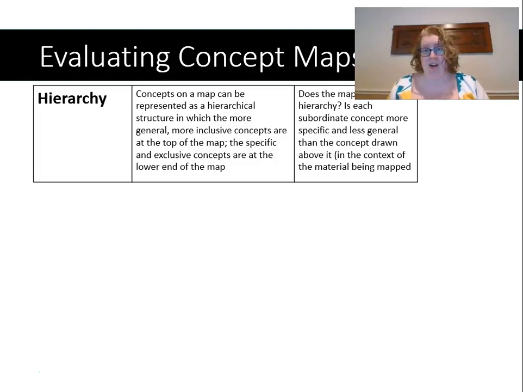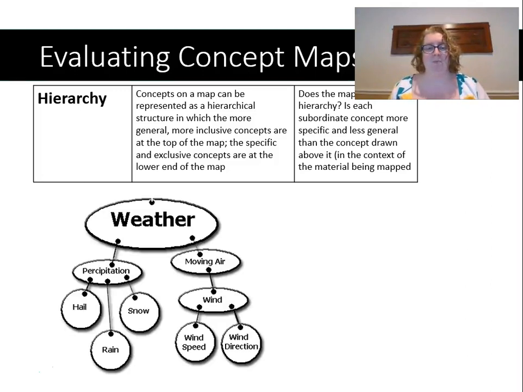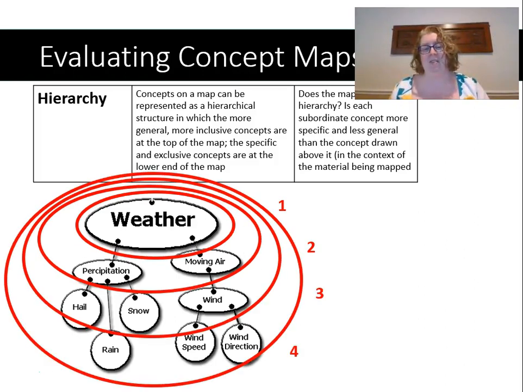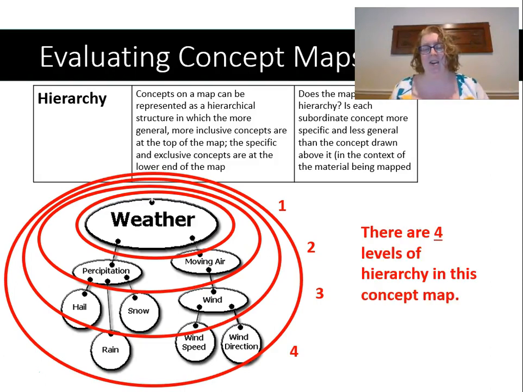Next, we'll talk about hierarchy. Hierarchy refers to the number of levels in your group. So how many levels does it come from the inside to the top? And we don't usually count that first concept as a level since you provided that to the students. So in this example of weather, you can see I have weather, I have precipitation, moving air, I have wind, and then I have wind speed. So I have 4 levels of hierarchy here.